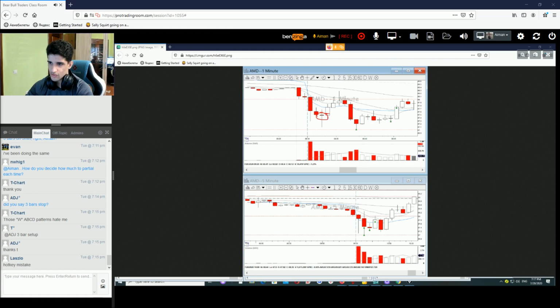This is where Andrew took it to the long side. I thought about taking it to the long side there because this was a parabolic reversal right there. What would be my stop loss? My stop loss would have been somewhere down there or at the low of this candle because it went down and then it came back up.